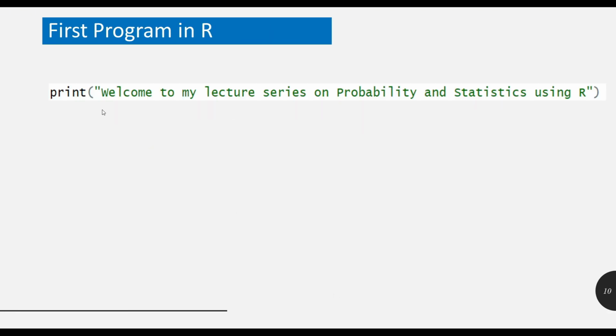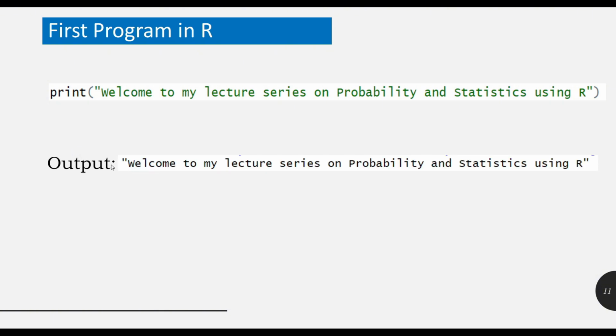So this is the first program in R. Welcome to my lecture series on probability and statistics. It is written inside the print function, and if you run this, you will get the output, the same string, as we have seen in some other programming languages also.